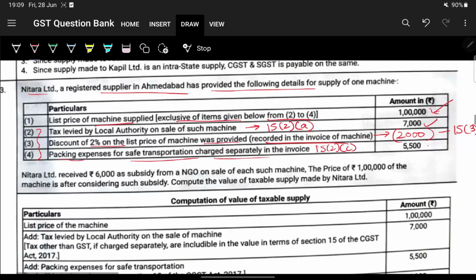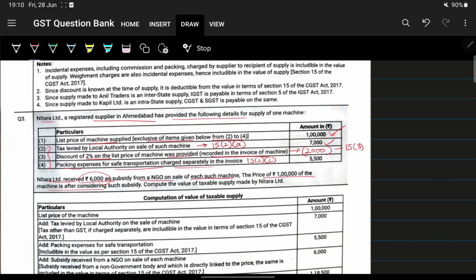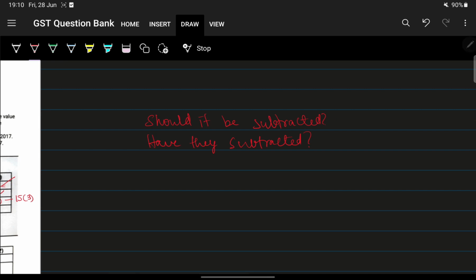Now Nitara Limited received 6,000 as subsidy from an NGO on sale of such machine. The price of 1 lakh is after considering such subsidy. When it comes to subsidy, two questions you are supposed to ask yourself: should it be subtracted? And the second question is, have they subtracted? Now it is almost 6,000 rupees, so 6,000 rupees, should it have been subtracted?